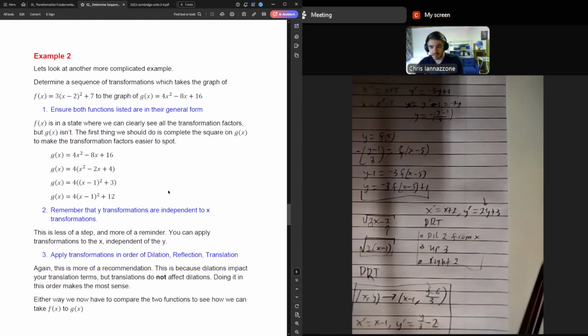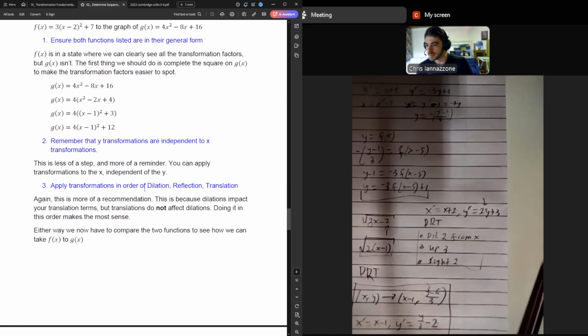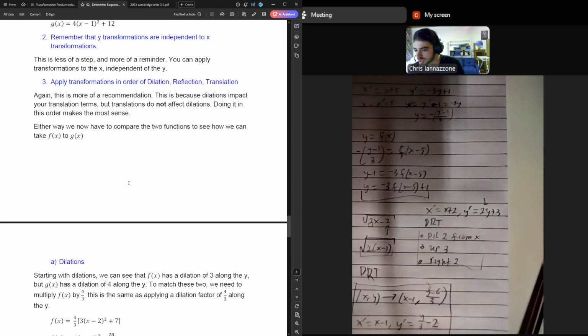Reminder, y is independent to x. So when you do things that affect the y, you don't have to worry about what's happening to the x. And doing things in DRT is more of a recommendation. The reason why is because dilations and reflections impact your translations. So if you do things in DR then T, your translation will maintain whatever it was when you initially started it. Either way, we're just going to compare now.